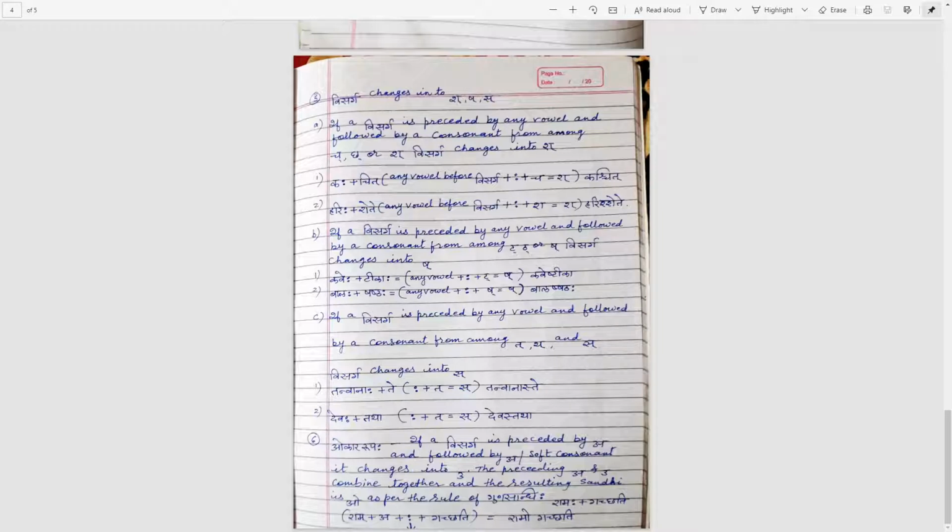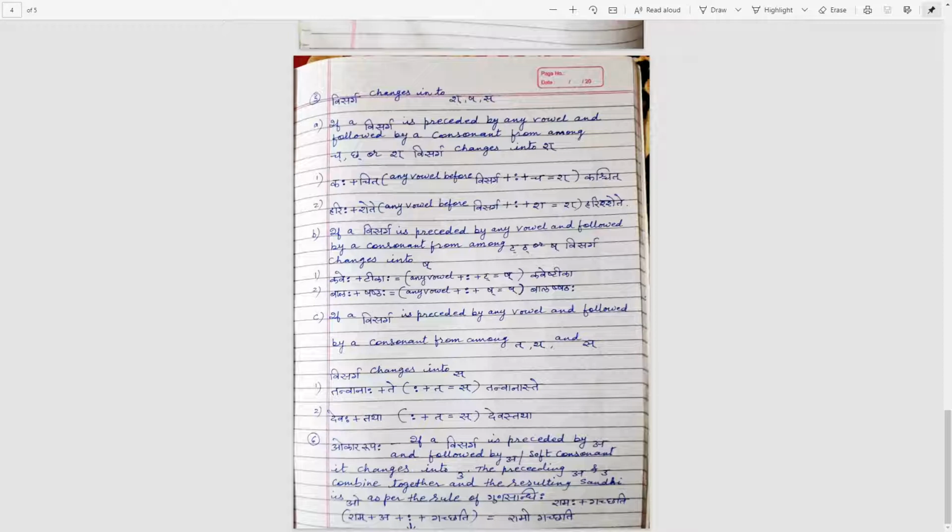Here before the visarga we have a, and after the visarga we have the consonant ch. What do we want? We want any vowel before the visarga, and after the visarga any one consonant, either ch, chh or sh. Here we have ch. So in place of visarga, sh will come and kaschit will be the answer.